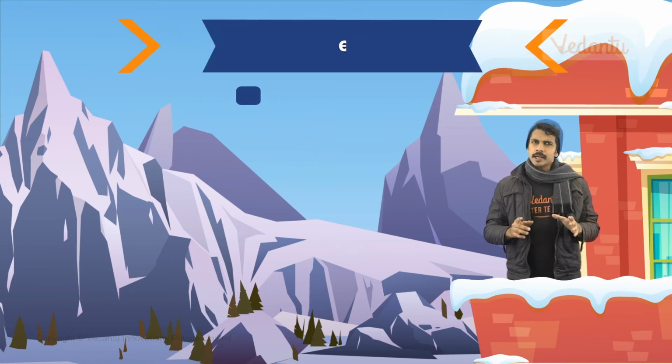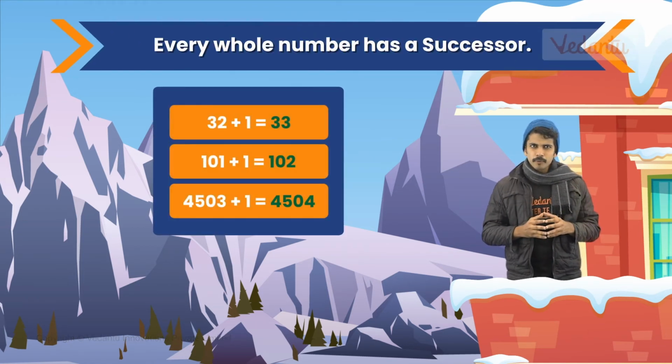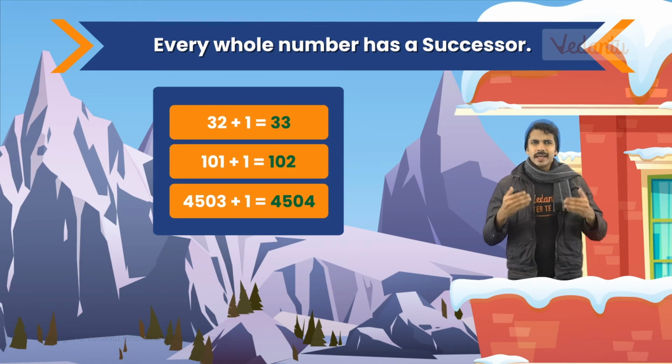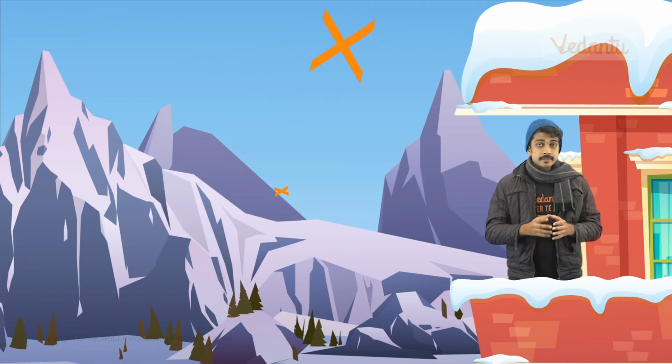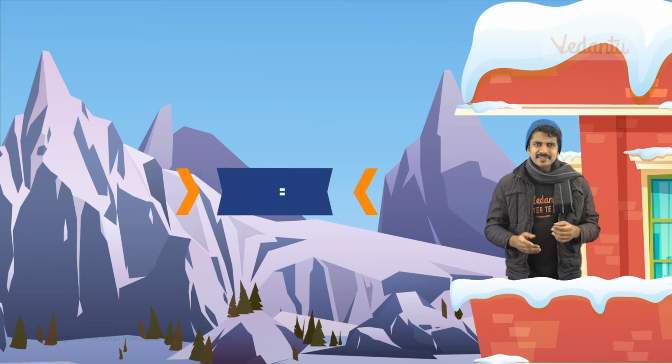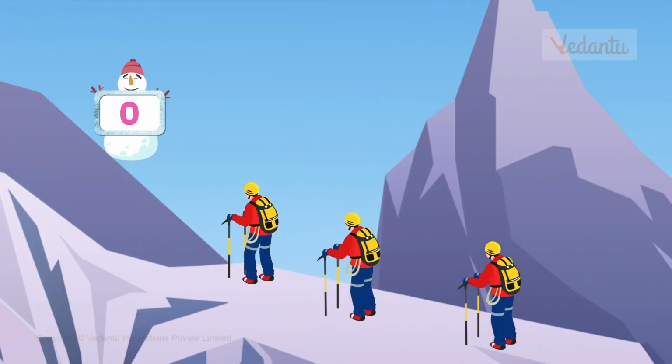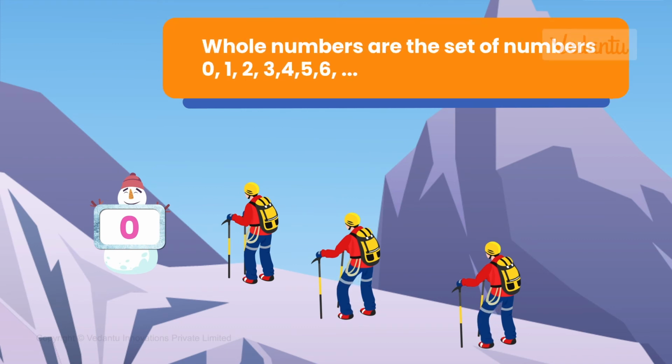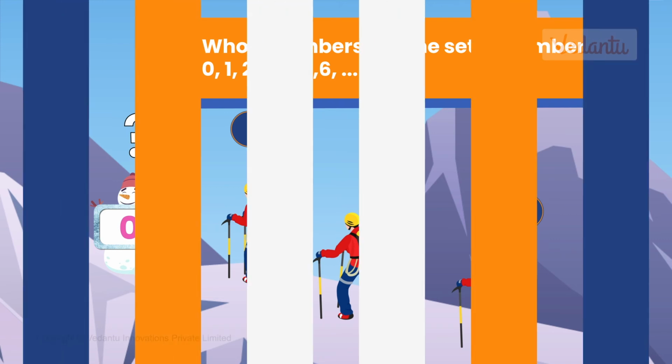Every whole number has a successor. We can always add 1 to a number and get its successor. Does 0 have a successor? Yes, it's 1. Does every whole number have a predecessor? Can we find the predecessor of 0? Well, we cannot find any whole number before 0.